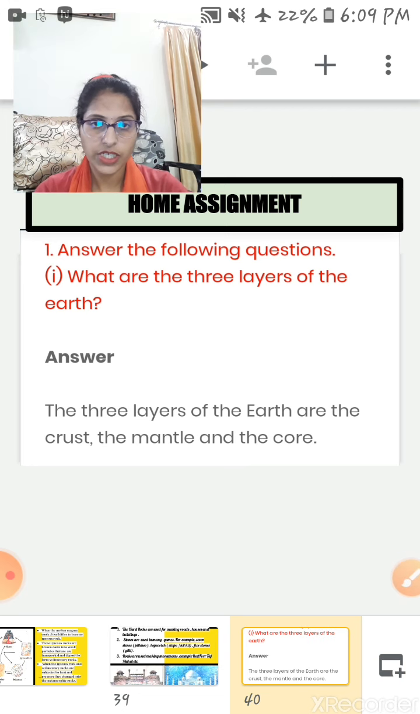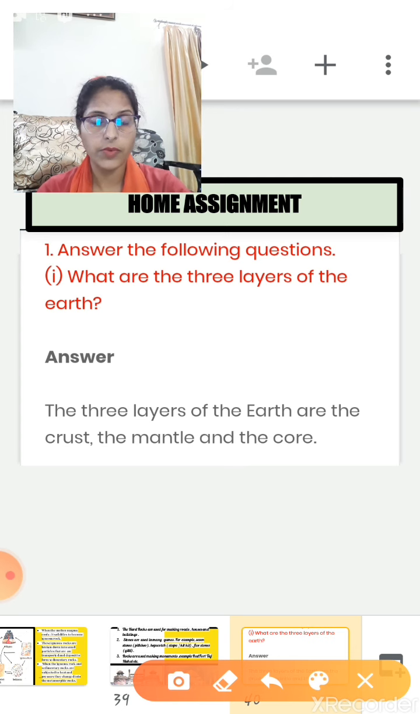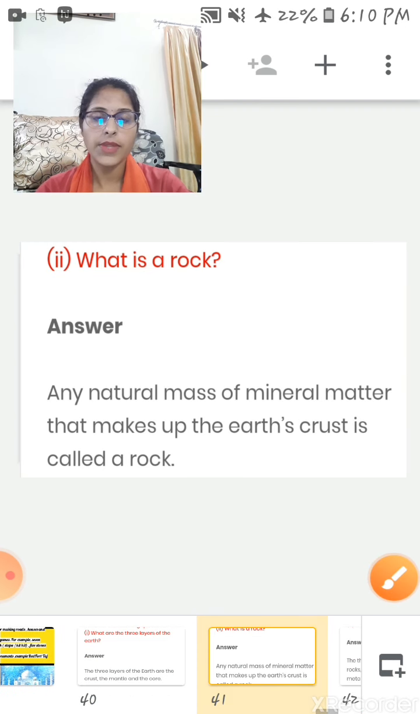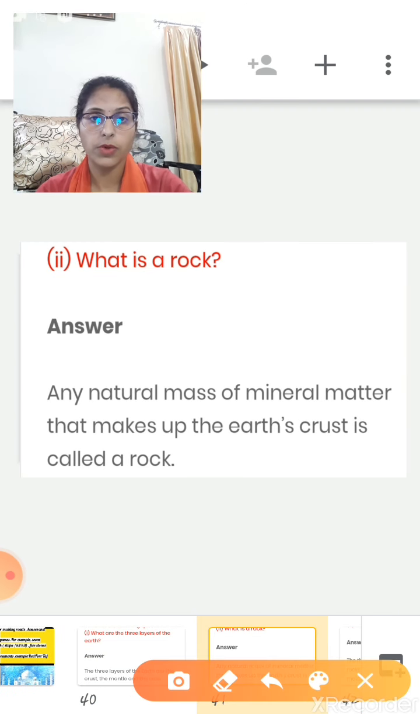Now the first question is, what are the three layers of the earth? In the previous video we already discussed the layers of the earth. There are three layers of the earth: the crust, the mantle and the core. Right. Now the next question is, what is a rock? Any natural mass of mineral matter that makes up the earth's crust is called a rock. All the solid materials on the earth's crust, whether hard or soft, make up the earth's crust.